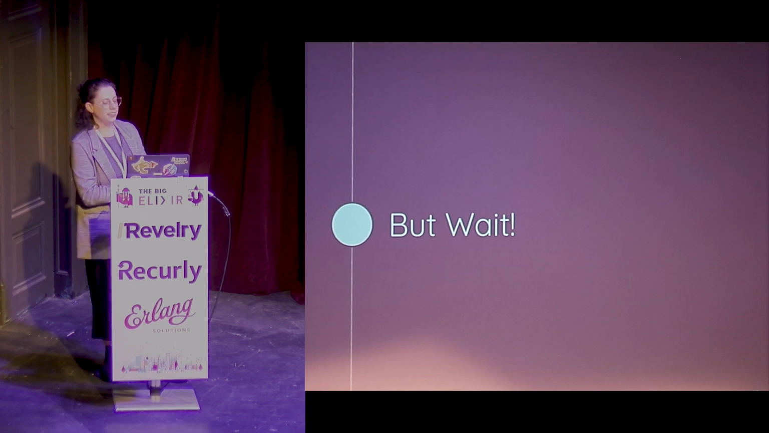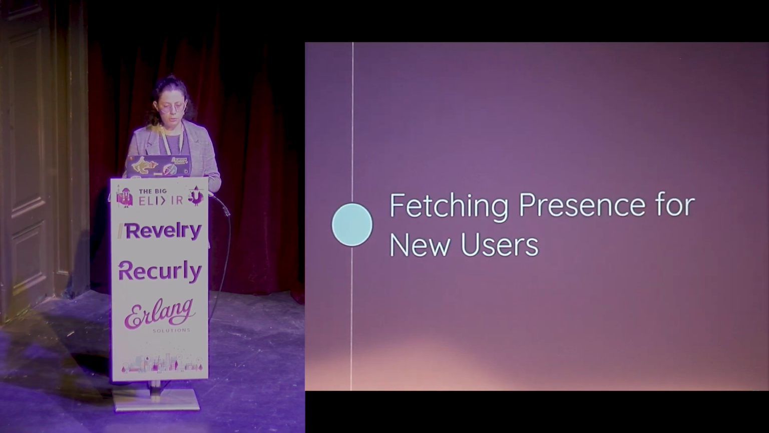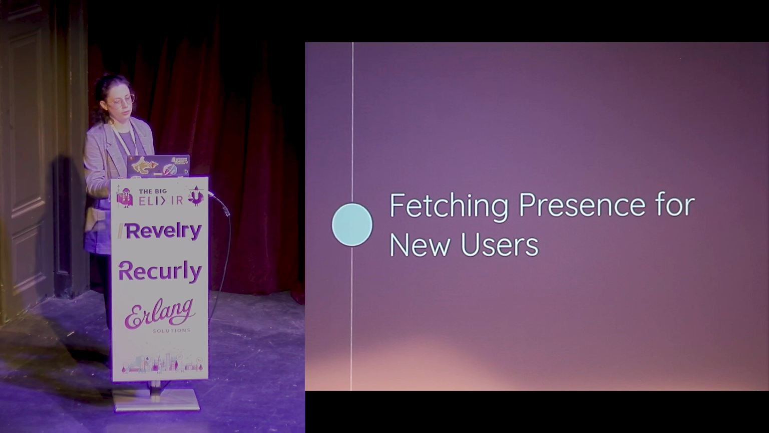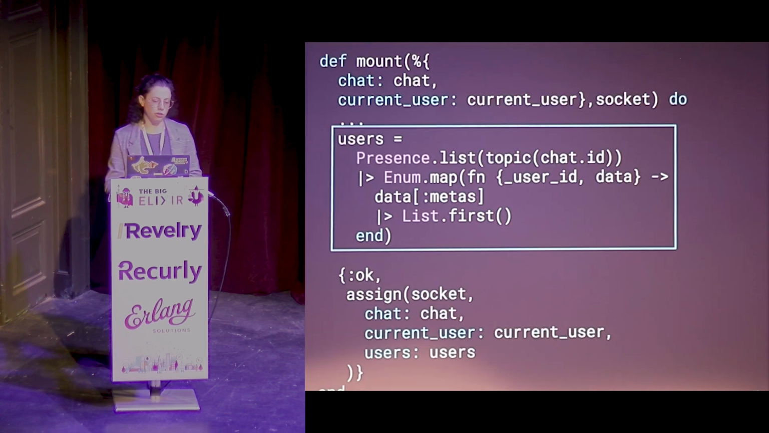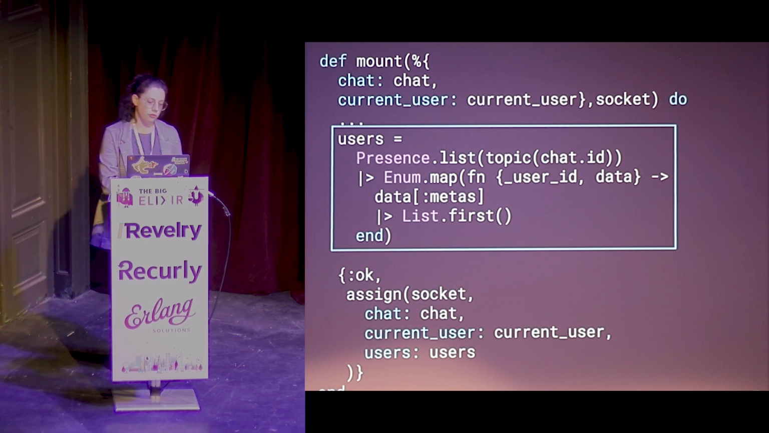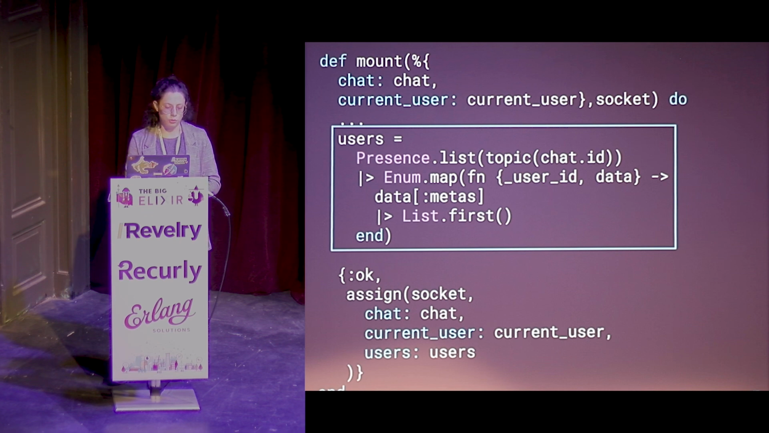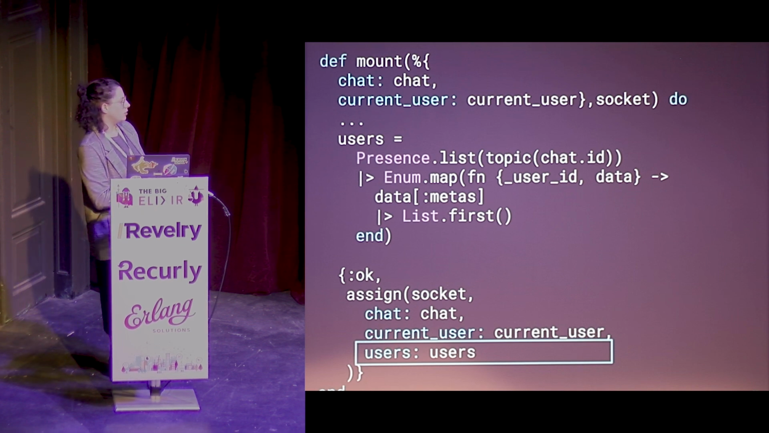So how can we display a list of present users as soon as someone joins? They should see that list when the template first renders for them. We need to be able to fetch presence for those new users who are joining. And once again, we're going to hook into the mount function of our LiveView to make sure that happens. So in our mount function, we will also use Presence.list to grab the list of users, get their usernames from that metadata, and add them to socket assigns here so that they will see the list of users on the page as soon as it renders for them.